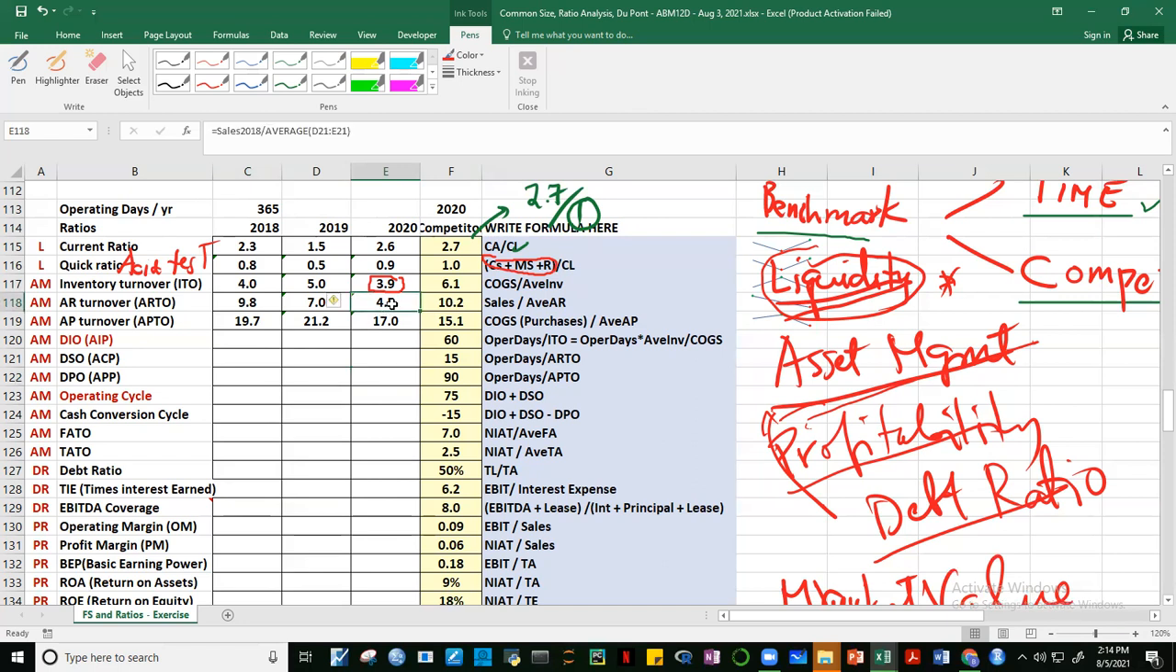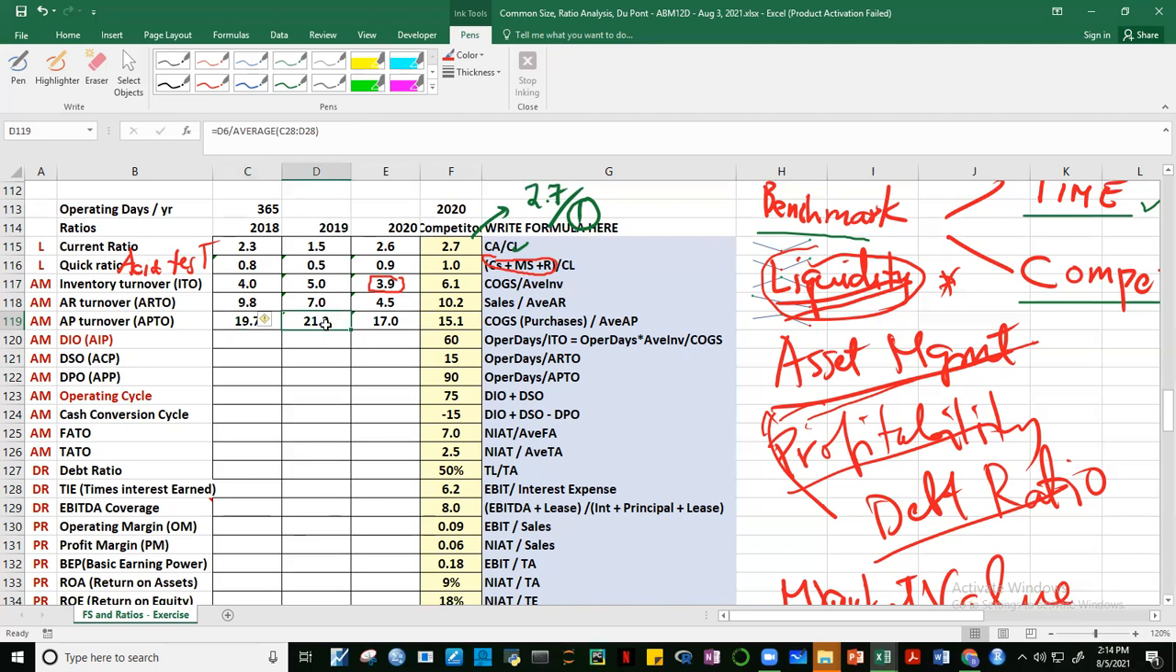Okay? So yun ang Arto natin. Well, 4.5 times tayo nangongolekta, ibig sabihin ang tagal natin makokolekta. Si competitor natin 10.2 times. So ito naman guys, si AP turnover, the lower the better ito. Bakit? Kasi ito 19.7, ibig sabihin ilang beses tayo nagbabayad per year. Bili ng raw materials, bayad.